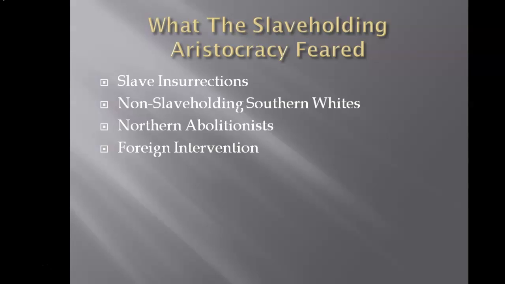But what frightened Southerners was that in Virginia, instead of cracking down and creating a stronger police force and militia force to prevent further uprisings, the state of Virginia in the 1830s began debating the end of slavery in that state.